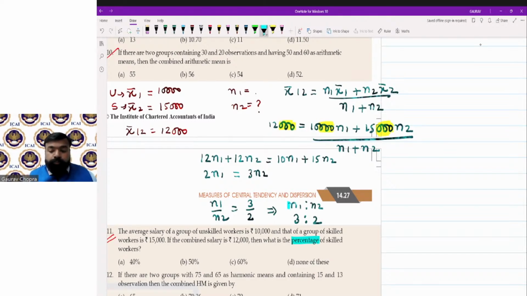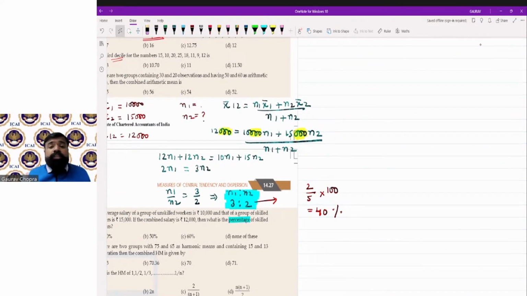So 3 is to 2 is the ratio. Now, what is the requirement? We require N2. So we can convert this into percentage. How to convert into percentage? We have done this in ratio and proportion. 2 upon total 5 multiplied by 100, that is 40%. So 40% skilled workers are there. Okay.